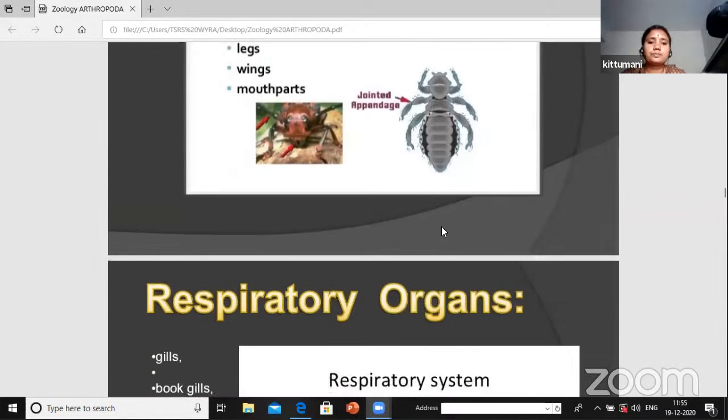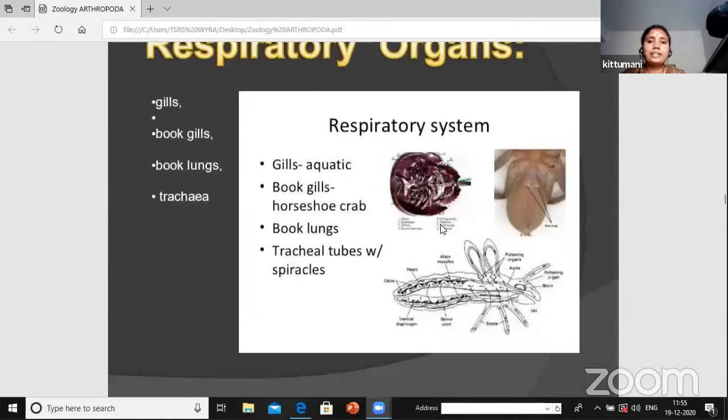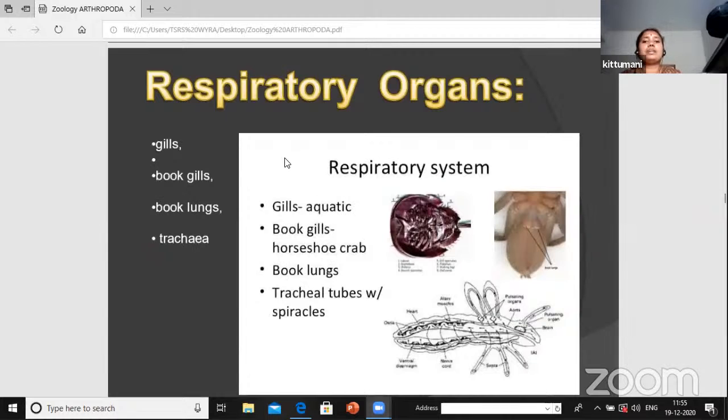Next, the respiratory organs of the phylum Arthropoda. Here, respiratory organs are the gills. Why? Because some organisms are in the aquatic mode, so they respire by the gills. Okay, the next, gills also, the special characteristics are shown in the Arthropoda. It is also very important.